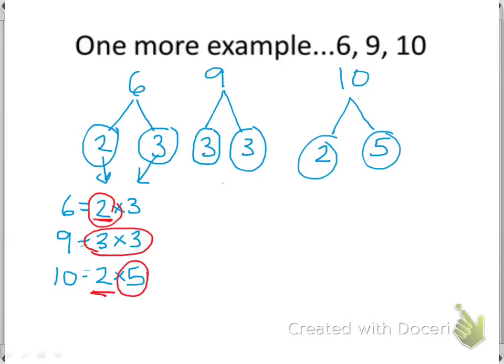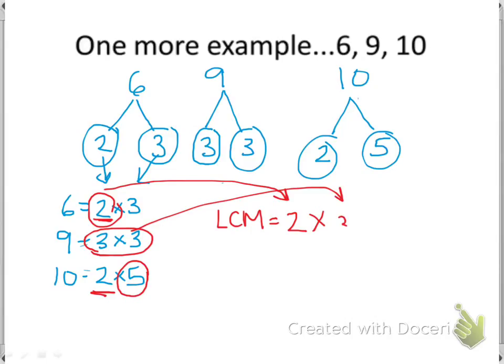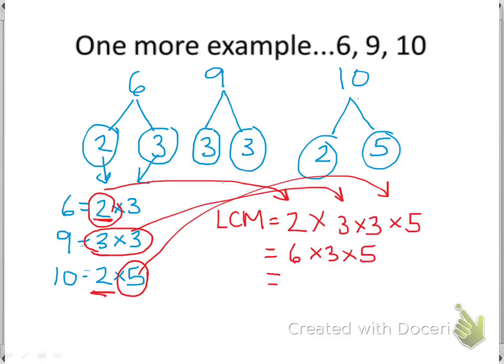The last step is to multiply all the circled factors together to find the LCM. So our LCM is equal to 2, from right here, times our 3 times our 3, times the 5. All right, 2 times 3 is 6, times 3 times 5. 6 times 3 is 18, times 5. And 18 times 5 we just did, but we'll do it again. 5 times 8 is 40. 5 times 1 is 5, plus 4 is 9, so that gives us 90.